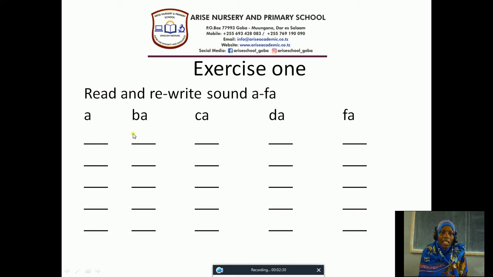Now let us read together before you start copying. A, ba, ka, da, fa. Let us read again. A, ba, ka, da, fa. After we have read, now you are going to copy sound A up to Fa yourself. You will start with the sound A, ba, ka, da, and fa.